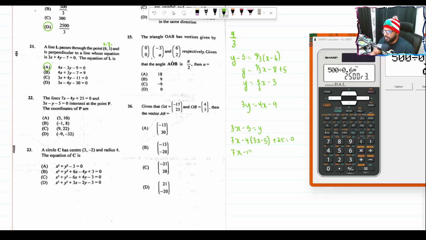7x take away 12x plus 20 plus 25 is equal to 0. 7 take away 12 is minus 5x. 20 plus 25 is 45. Move the 45 across, I get minus 45. I get x is positive 9. So the answer is C. It's the only answer that has positive 9 as a solution.